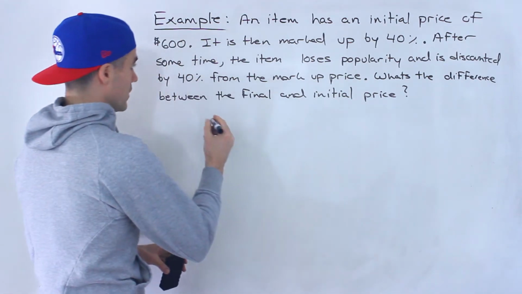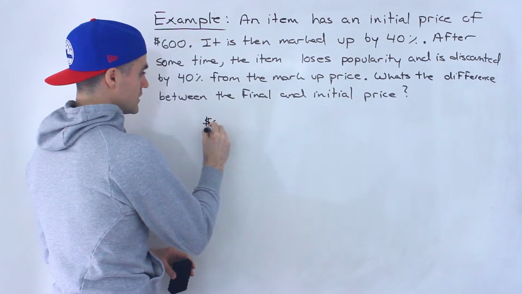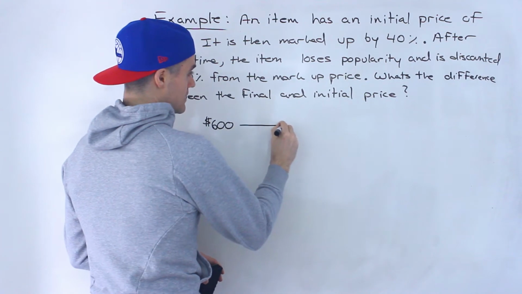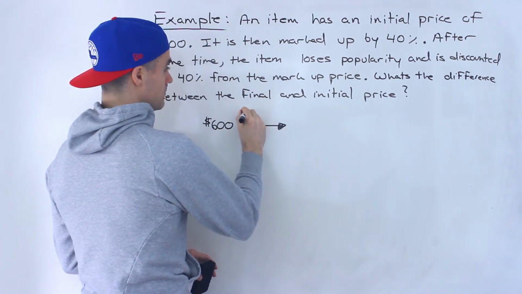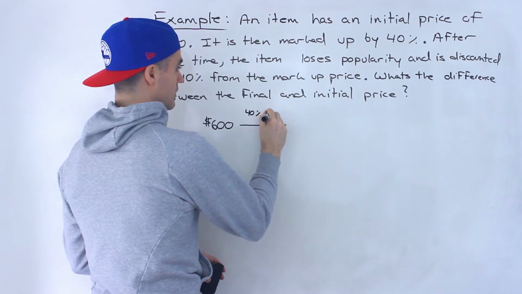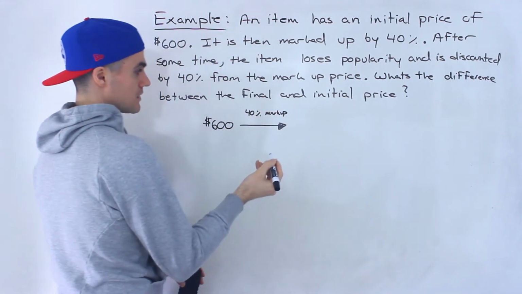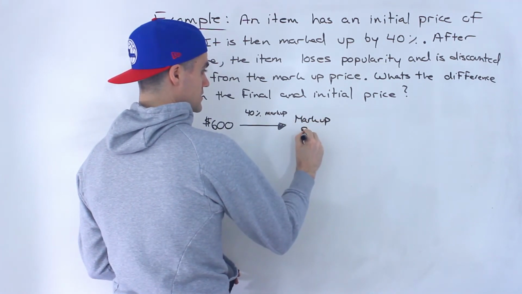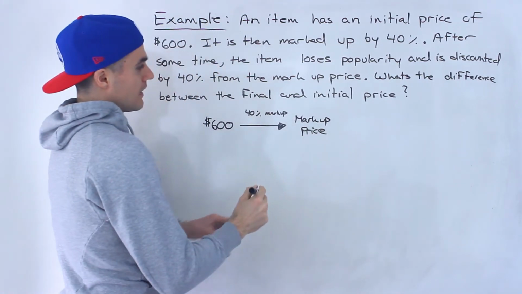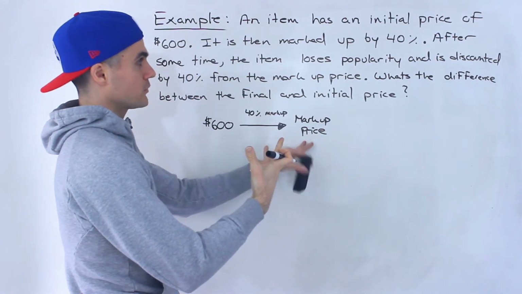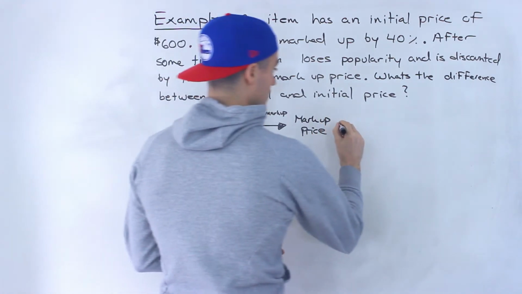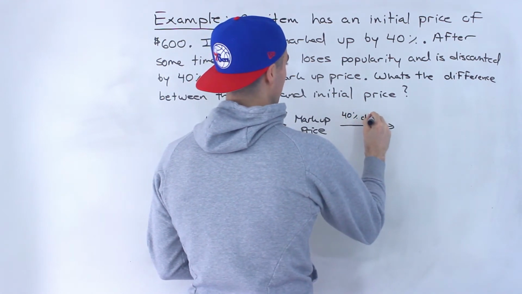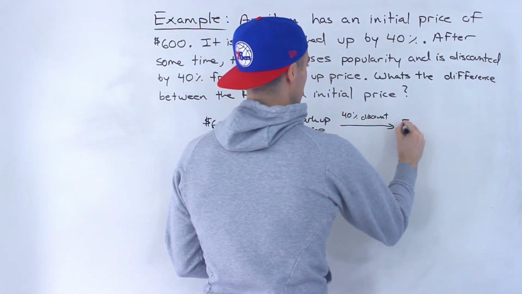So let's create a diagram of what's happening here. So we have the initial price of $600. And then what happens is that this price is marked up by 40%. So then we'll have a markup price. Let's call it a markup price. And then it stays at this price for a little while, loses popularity, and so then from there, it's discounted by 40% to the final price.